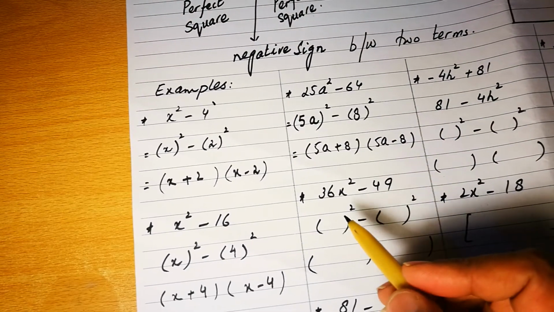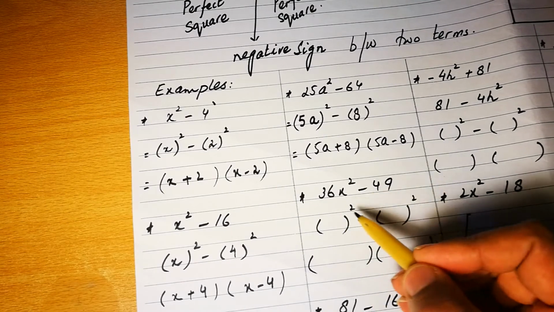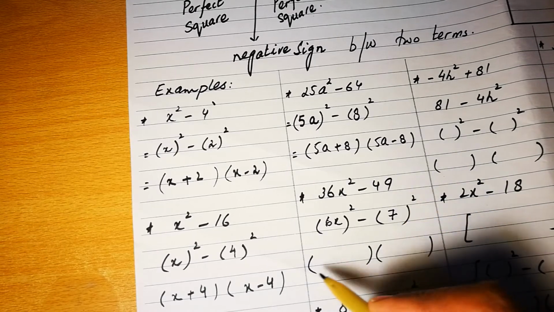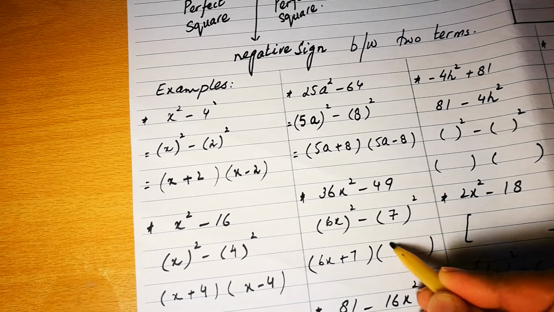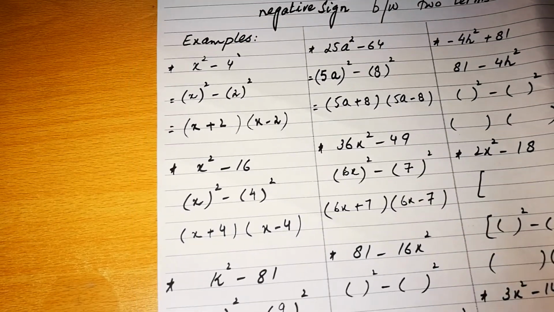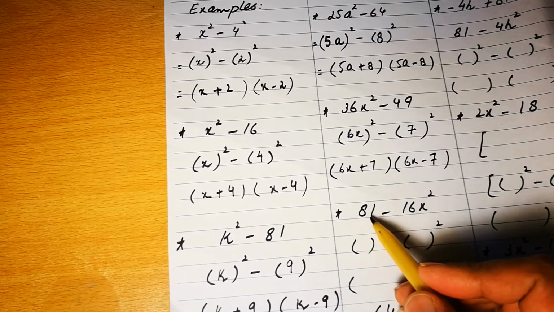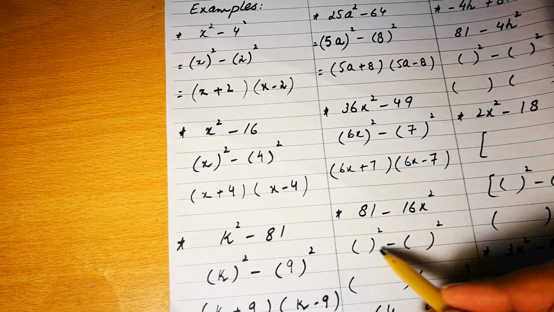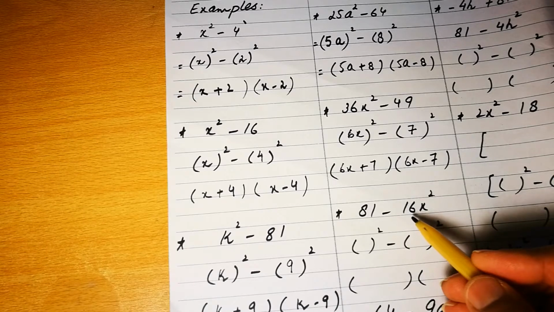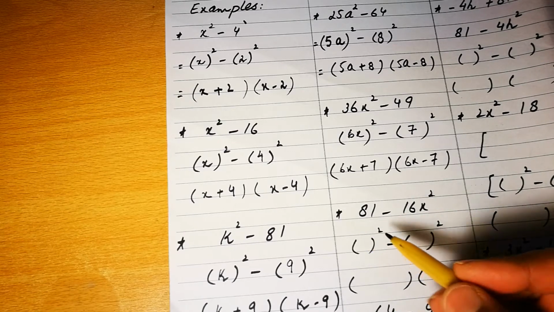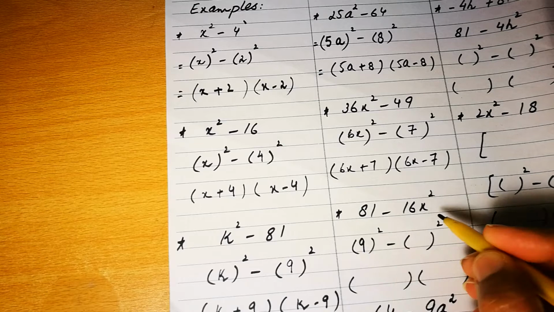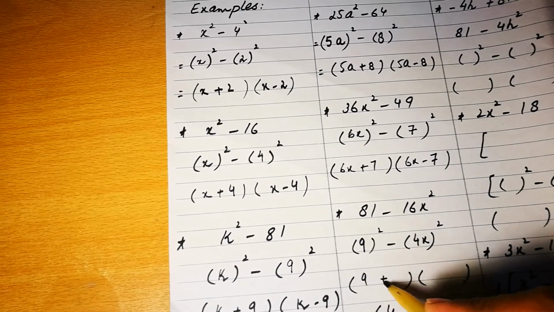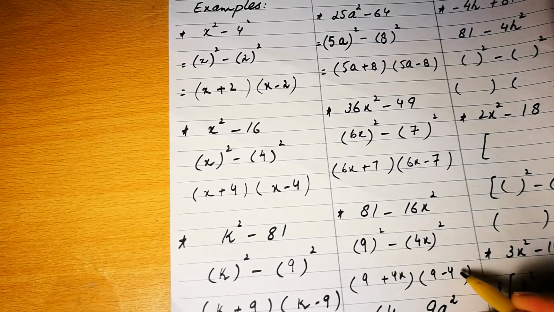Now, 36x square minus 49. 36x square can be written as 6x whole square. 49 can be written as 7 square. So this would be (6x plus 7)(6x minus 7). Students get very confused if the examiner uses a constant term first and the variable term afterwards. But this is just like that. You're having two terms. Whichever term is coming first doesn't make any difference. 81 can be written as 9 square and 16x square can be written as 4x whole square. So that is (9 plus 4x)(9 minus 4x).